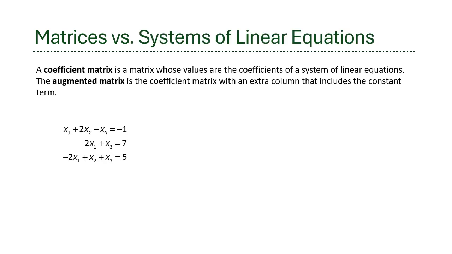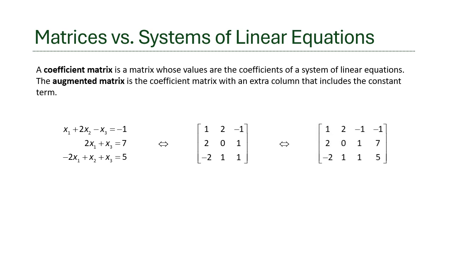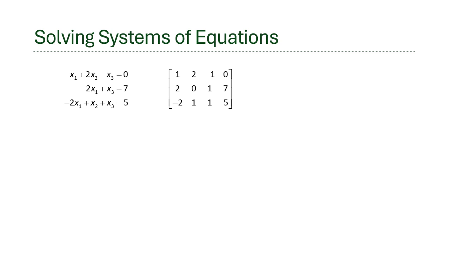So this is how we're going to connect systems of linear equations to matrices. If we start with a system of linear equations and create a matrix whose entries match the coefficients of the system, we get what's called a coefficient matrix. And if we go one step further and add an extra column at the end for the constant terms, we get what's called an augmented matrix. So I've got a system of linear equations here and its corresponding augmented matrix.